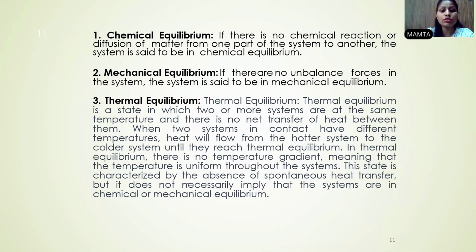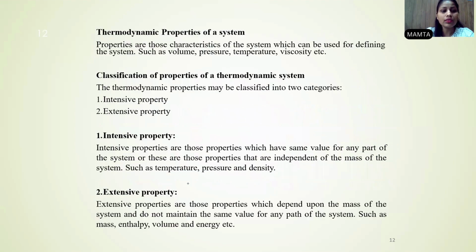When two systems have different temperatures, one hotter and another colder, and they come in contact with each other, then at some point both of them will be at the same temperature. And there will be no heat transfer between each other. Then it is called the thermal equilibrium condition, right? Then we have thermodynamic properties of a system, right?